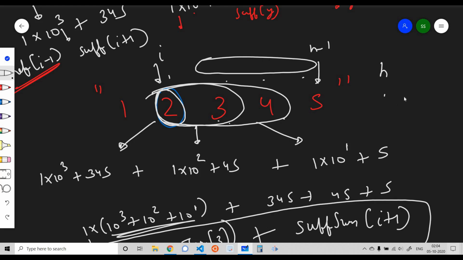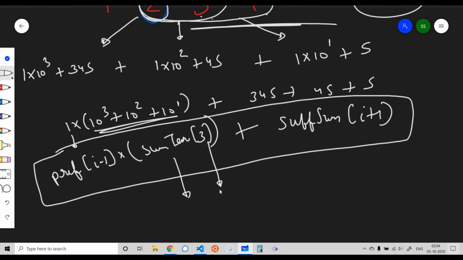So it can be found out by n minus 1 minus I, simply by these are the number of elements which are after this index. So this 3 was found out by that value. This is simply the prefix of I minus 1. This is the suffix sum of I minus 1. Please take a note that this is suffix sum and this is prefix of I.